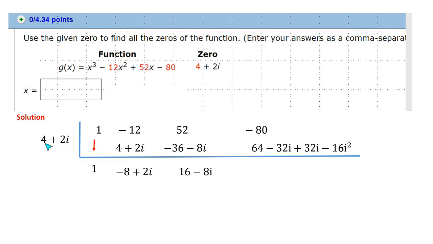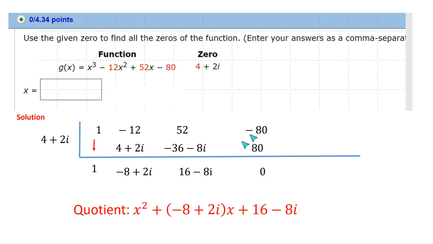So then we multiply again, 4 times 16, 64. 4 times negative 8, negative 32i, 2i times 16, positive 32i, and 2i times negative 8i is negative 16i squared. The 32i's will cancel. i squared is negative 1 times negative 16 would be a positive 16. And so we end up with 64 plus 16, which is 80. Negative 80 gives me 0. So I knew that should happen because they told me that's a 0.